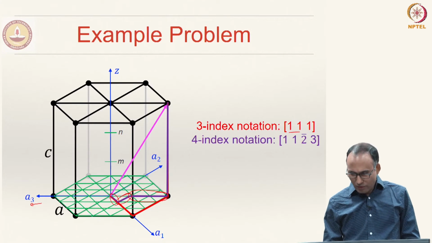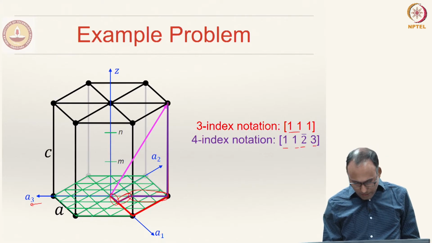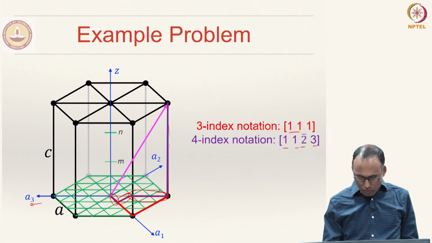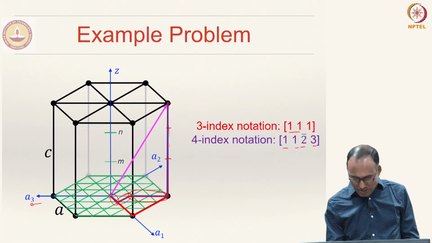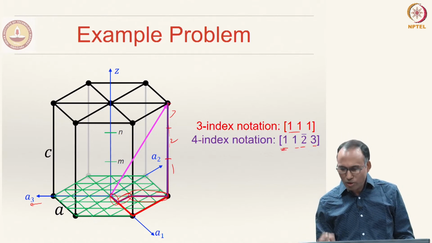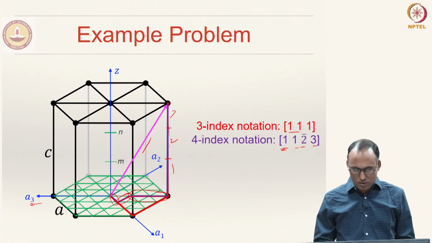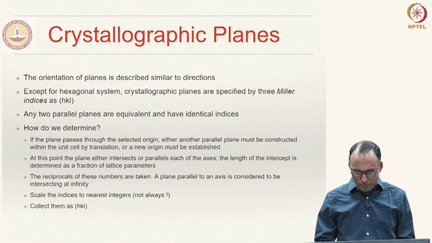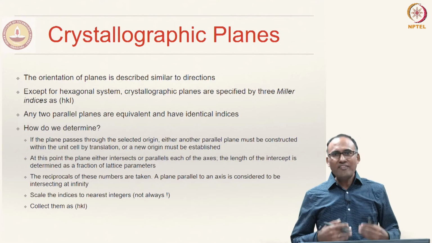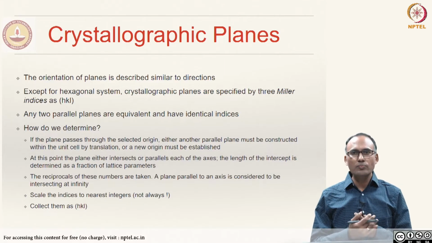So, that is why 1 1 2 bar 3 means 1/3 along that line in 4 index notation. Again 1/3, and 2 times, right, 1 2, that is 2/3, and 3 means 1/3, 2/3 and 3. So, that means this is 1 2 3. So, 1/3 is 1 unit when you are talking about 4 index notation, and both of them are showing the same crystallographic direction.